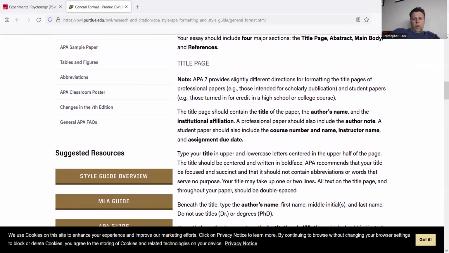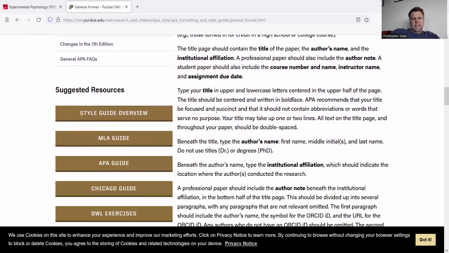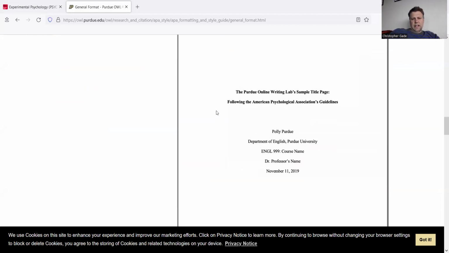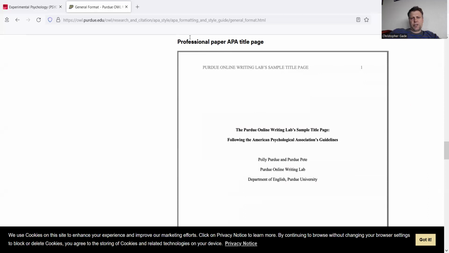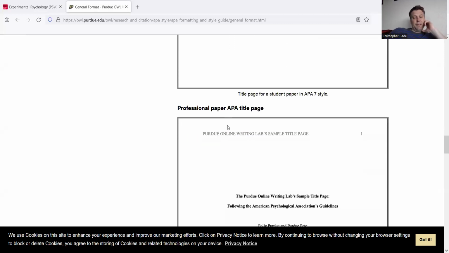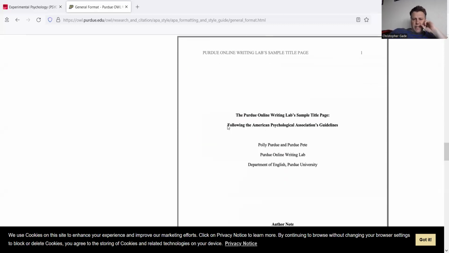So in terms of what you're doing, obviously, you see here information on the title page. You can see again what your title page should look like if you go down to the professional paper, because again, this is not a student paper anymore. It's a professional paper that you're going to be writing.